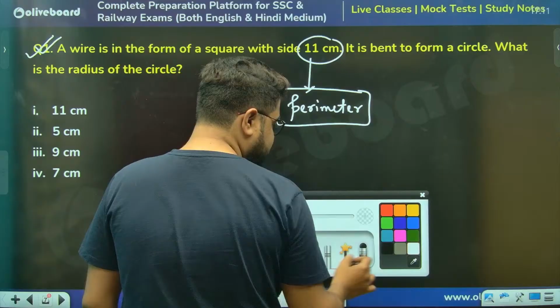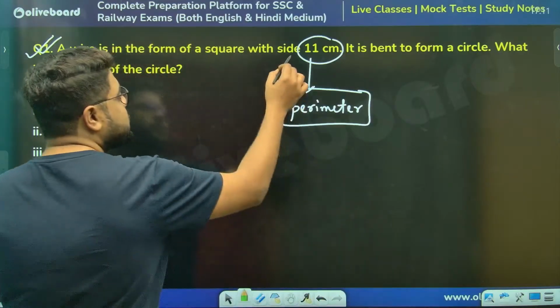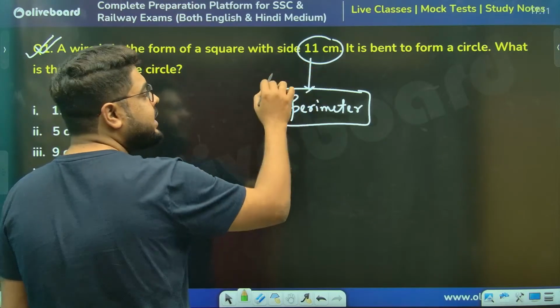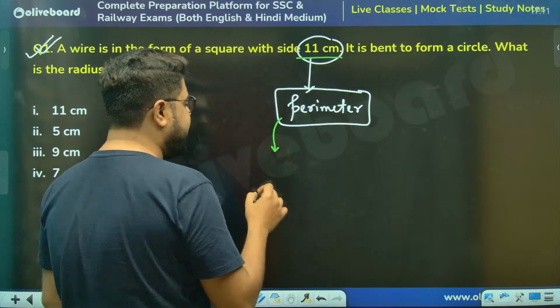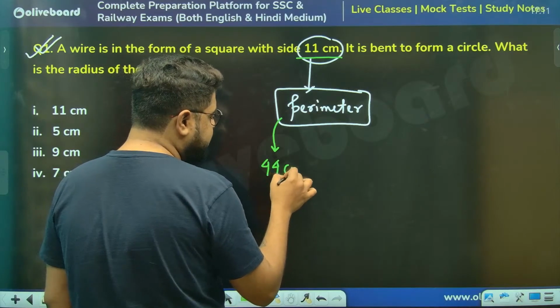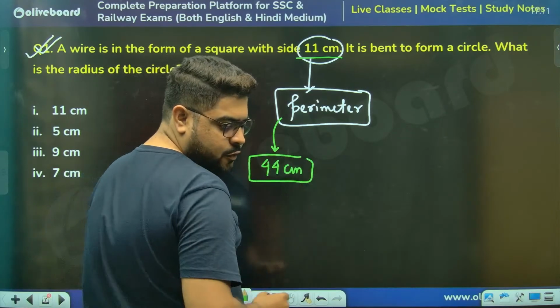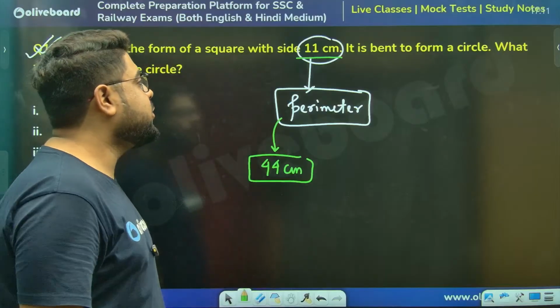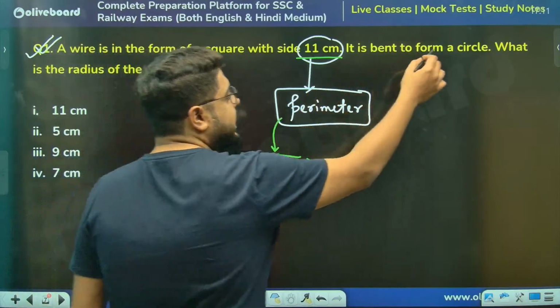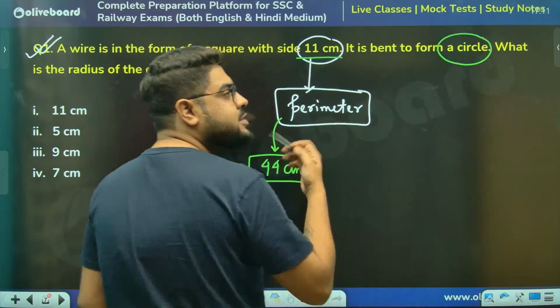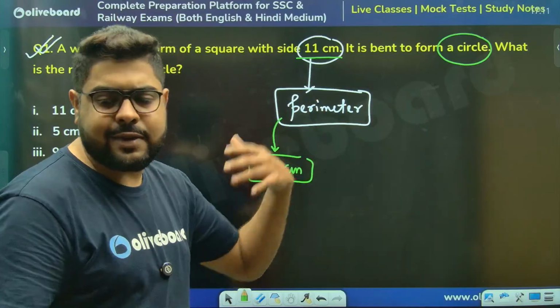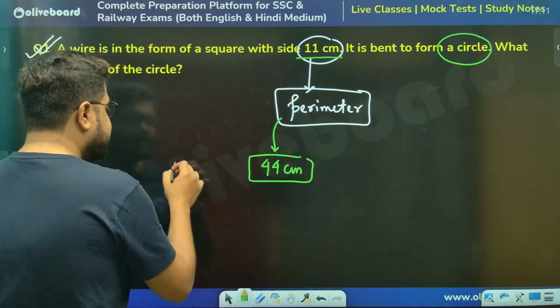So just understand this. What was the perimeter? Over here, it's a square having sides 11, so the total will be 44 centimeter. 4 into 11, like 44. Now that will be the circumference of the circle, because perimeter in case of a circle is called circumference. So that is 2 pi r.